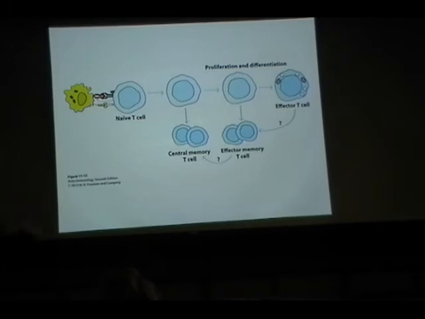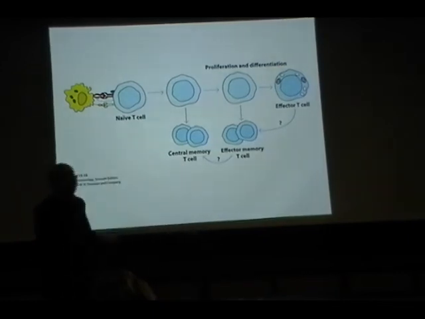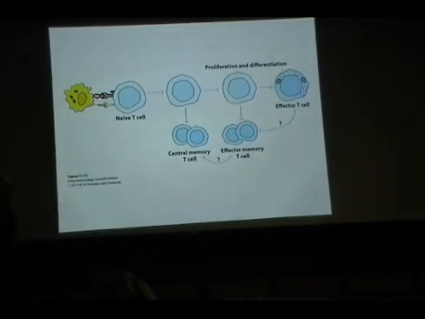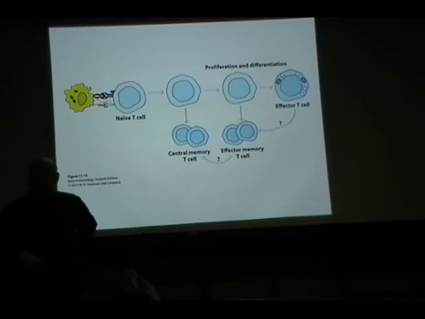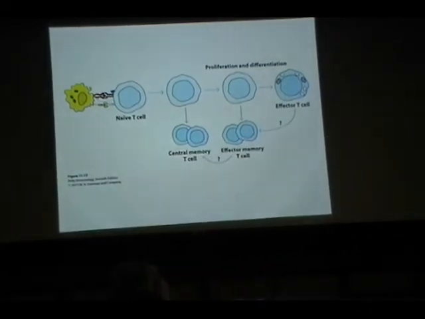If it does, the effector memory cell will handle it. If it comes in through another port of entry, the central memory cell will handle it by finding it in the lymph node.